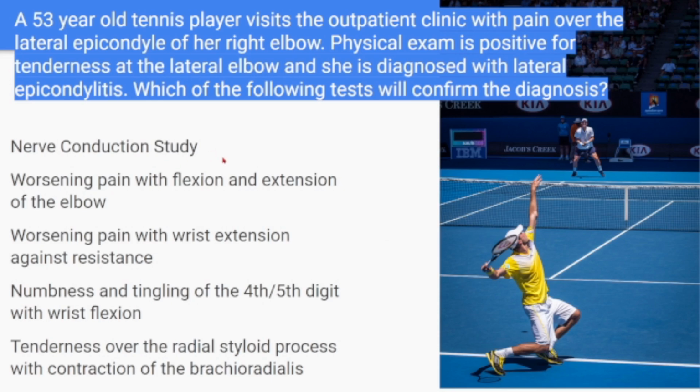Well, one, nerve conduction study. Well, lateral epicondylitis is not a nerve problem, well, not classically. Worsening pain with flexion and extension of the elbow. Well, the muscles at the lateral epicondyle do not do flexion and extension of the elbow. Worsening pain with wrist extension against resistance. So that sounds like a good guess. Numbness and tingling of the 4th and 5th digit with wrist flexion. That would be an ulnar nerve type distribution. And tenderness of the radial styloid process with contraction of the brachioradialis. That is also different. So the answer is worsening pain with wrist extension against resistance.